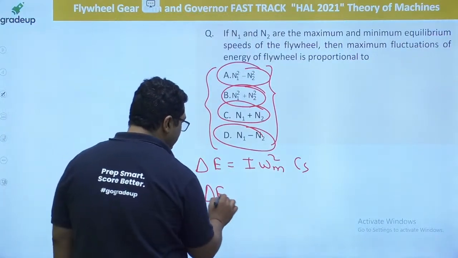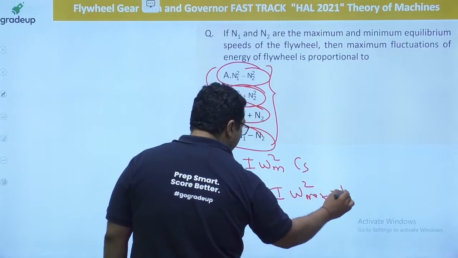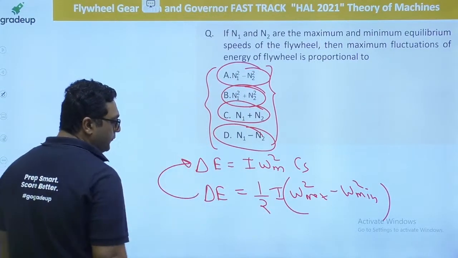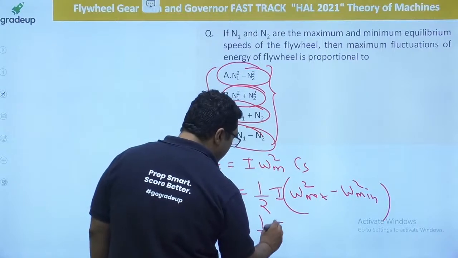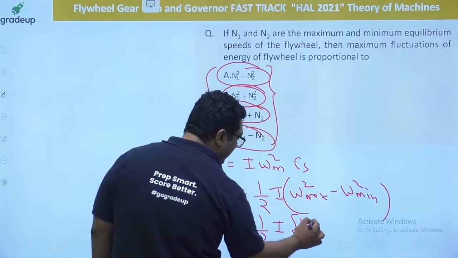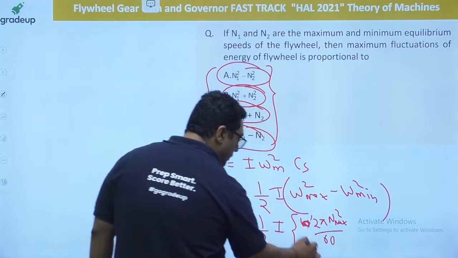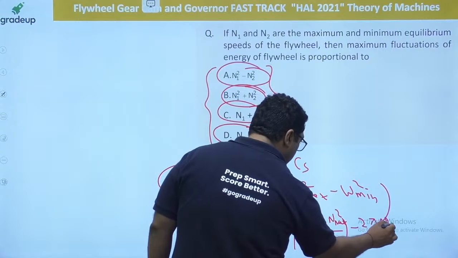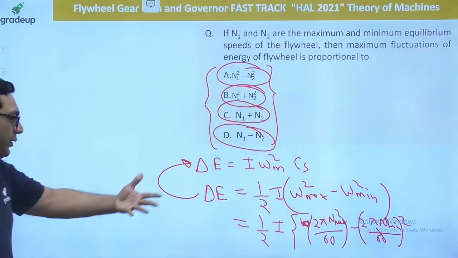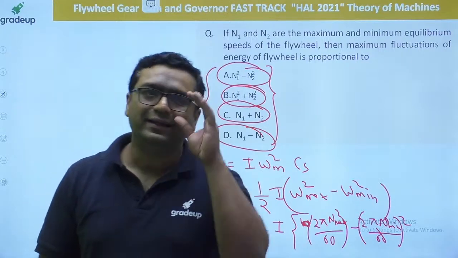Delta E can also be written as, you know, half I times omega max square minus omega min square. This is the origin of the formula. From there we reach this one. So it is half I, omega max square minus omega min square. You can write it as 2 pi N max square by 60 minus 2 pi N min square by 60. From here you can see 2 pi by 60 is going to be constant and you will be getting the answer. Fine guys, wonderful.